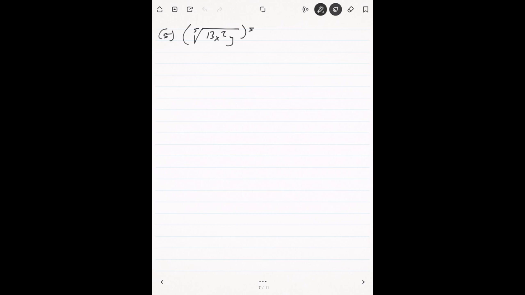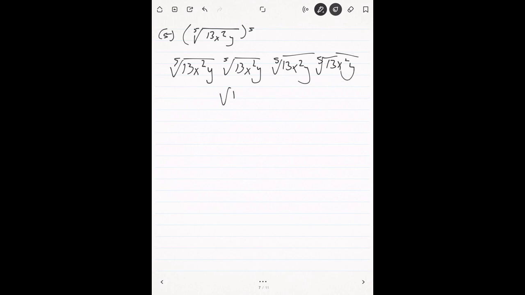So if I thought about this in expanded form, this idea of raising something to the fifth power, that's the same as saying, okay, let's take the fifth root of 13x squared y times the fifth root of 13x squared y times the fifth root of 13x squared y, the fifth root of 13x squared y, and one more, the fifth root of 13x squared y. So we've multiplied 5 of these things together. What do you think we get when I have a fifth root raised to the fifth power, right?